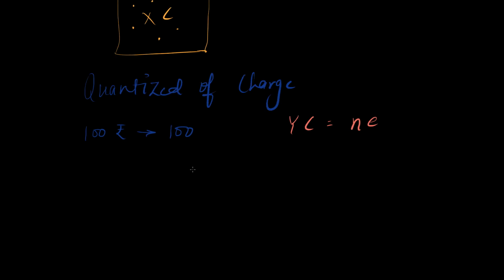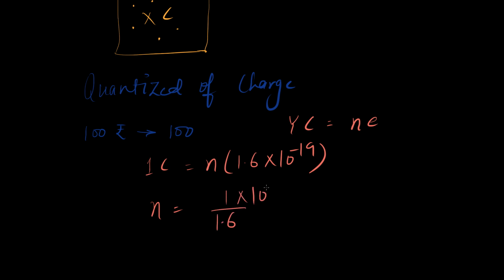To make this more clear, let's find out how many protons would be required to make 1 coulomb of charge. So I can say 1 coulomb of charge will be equal to the number of protons into the magnitude of charge on each proton, which is 1.6 into 10 raised to the power minus 19. This gives me the number of protons required to make up this 1 coulomb as 1 divided by 1.6 into 10 raised to the power 19. So you can figure out this number, but I can see that this number is really huge. Similarly, if I want to make a charge of minus 1 coulomb, I would need these many electrons.